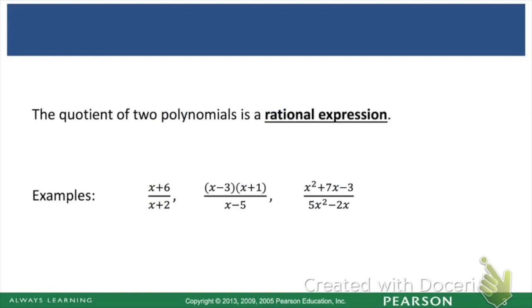It says it's just the quotient of two polynomials. So quotient means division, and you have a polynomial on top, polynomial on bottom. So all of these are examples of rational expressions. Notice on the top you don't see any negative exponents, on the bottom you don't see any negative exponents. So polynomial on top, polynomial on bottom.